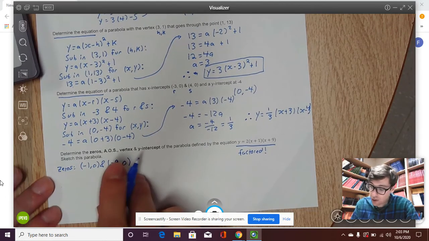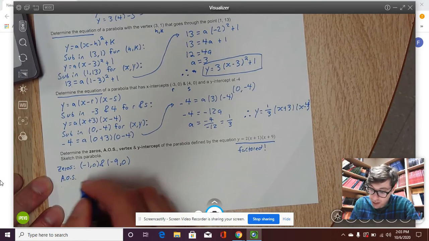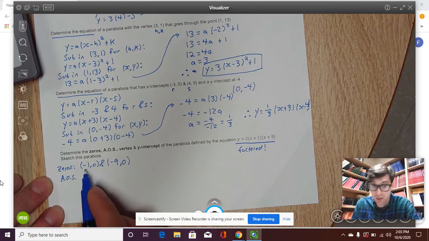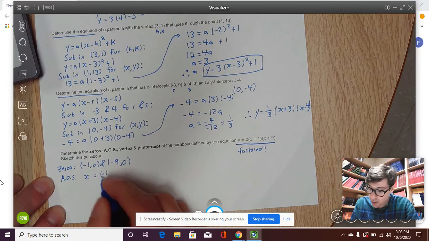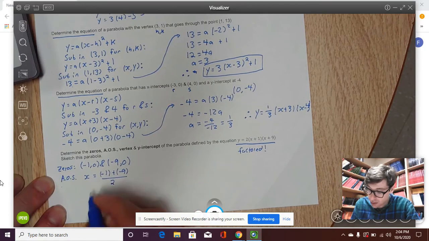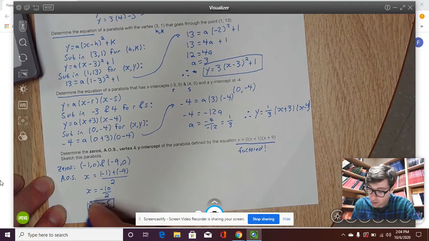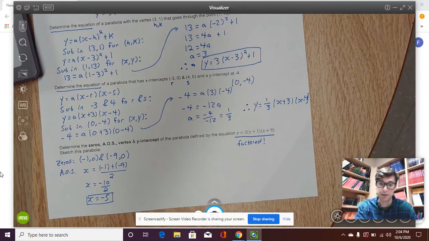Well, if I know my two zeros, I know my axis of symmetry is directly in between them. You can either think to yourself, what's directly in between negative 1 and negative 9, and use a number line, or to find any middle point in math, we're just going to add up our ends and then divide by 2. So in this case, I've got negative 10 divided by 2. So I have my AOS, and the equation of the AOS is always x equals negative 5. So it's a vertical line running through negative 5 on our graph.